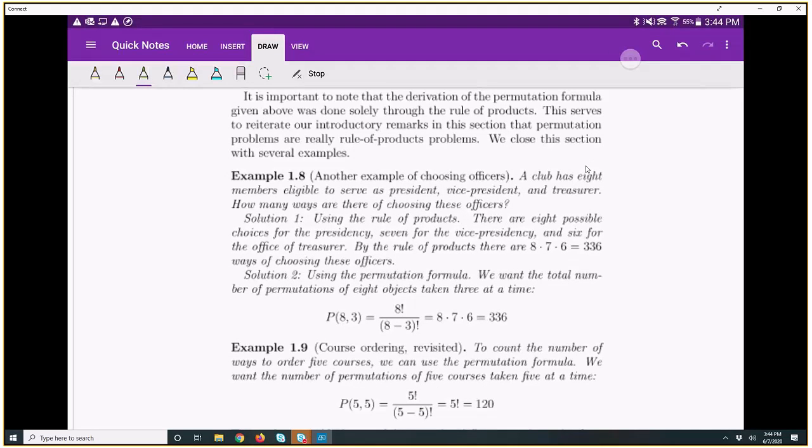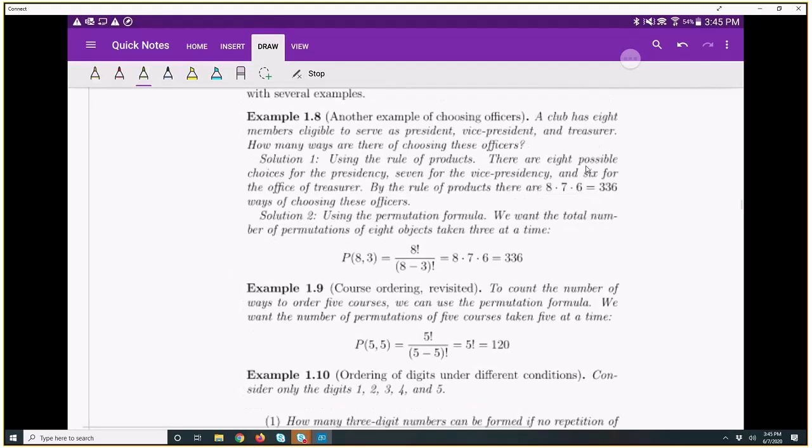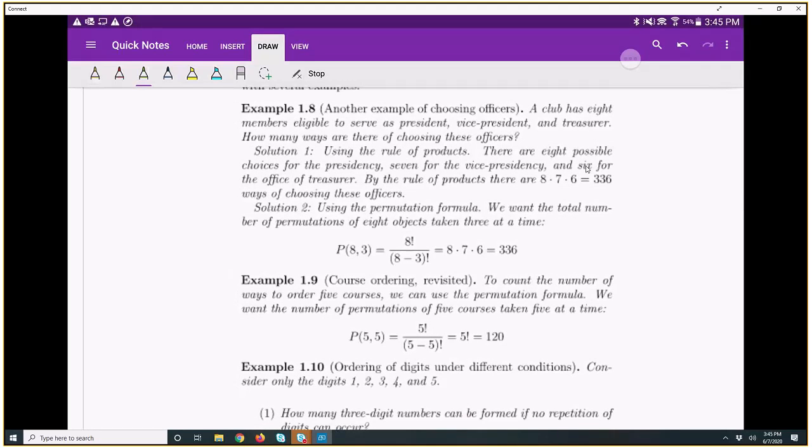And it's an important note to make that this was derived solely by using the rule of products. So just like we said at the introduction of this lesson, the permutations are really just a special case of the rule of products. Here's another example, choosing officers. A club has 8 members eligible to serve as president, vice president, and treasurer. How many ways are there of choosing? So using the rule of products, we would say that there are 8 choices for the president, then 7 for the vice president, and 6 for the treasurer, assuming that no one person could hold more than one office.